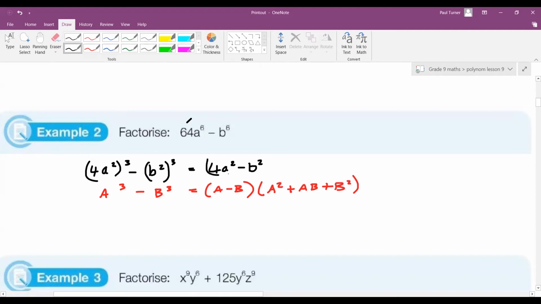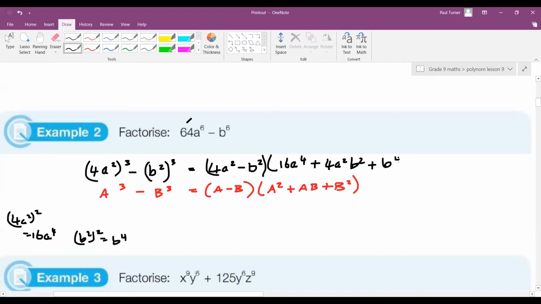And we can actually do something with this part here. Then we've got a squared, which will be 4a squared, squared. I'll write it here. That would be 16a^4. So this is 16a^4 plus ab, 4a squared b squared, plus b squared squared. So b squared squared is b^4. So we'll put that there, b^4.